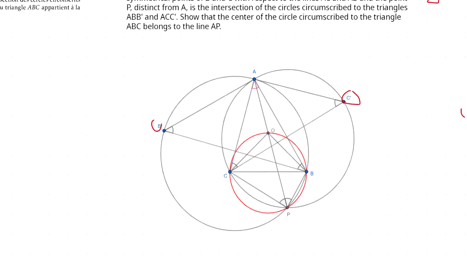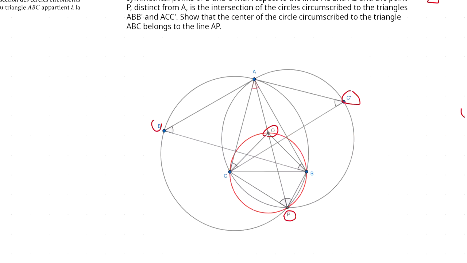And just connect AP. We have to prove that the center of the circumscribed circle of ABC, let's say it's O, is on the line AP. So actually it's 3 points on the same line, a collinearity problem.